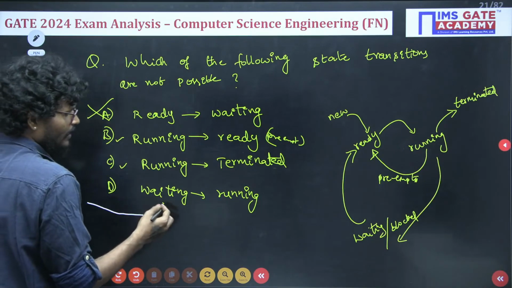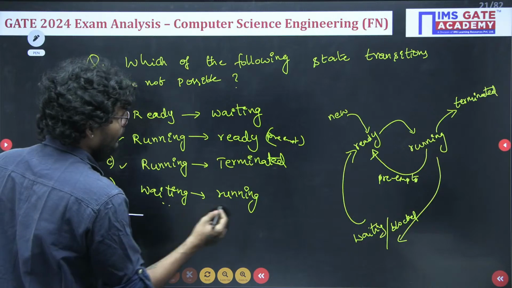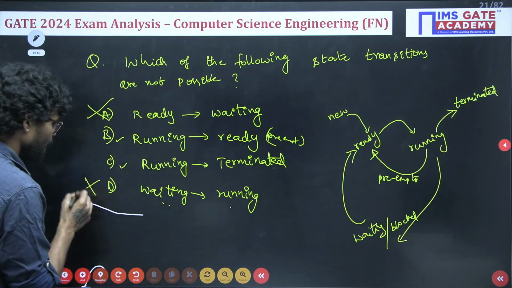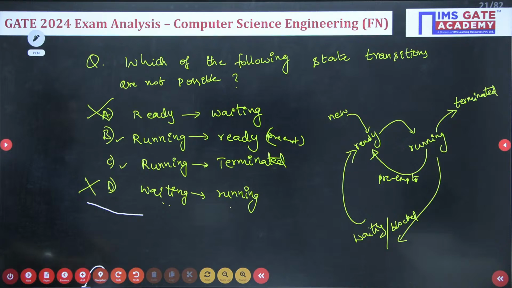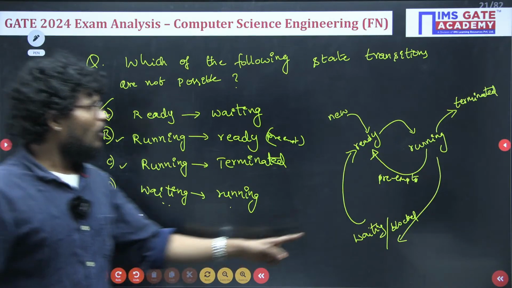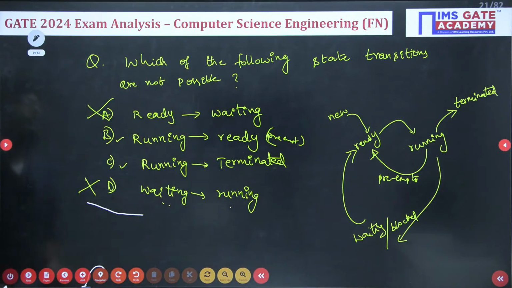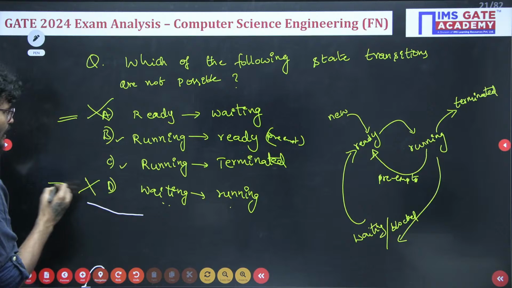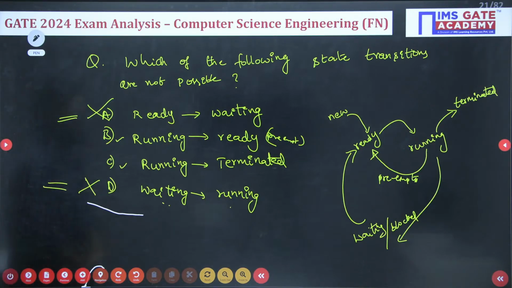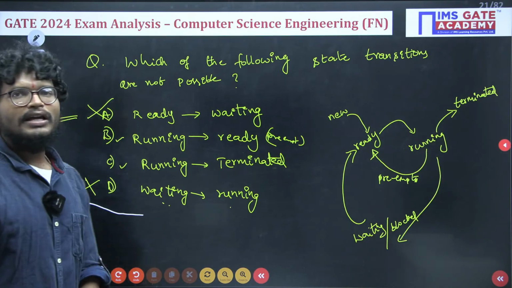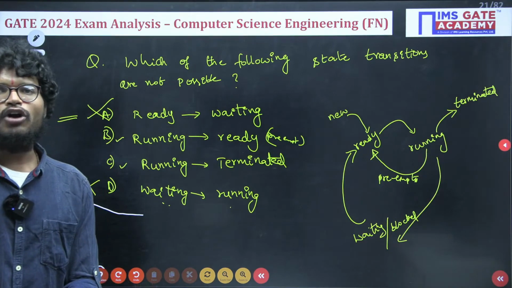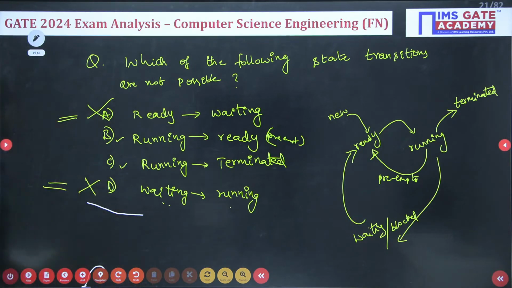And finally, the transition from waiting to running is not possible, right? For multi-programmed computers, we will always enter the ready queue from the waiting state. We are asking which of the following state transitions are not possible. So option A and option D are the correct answers.